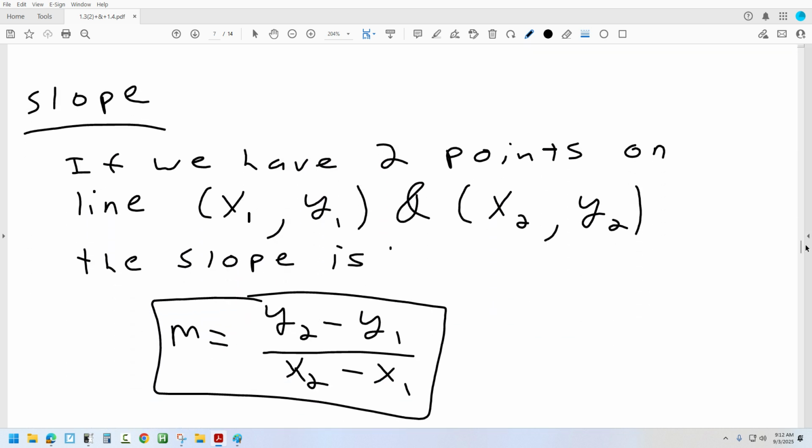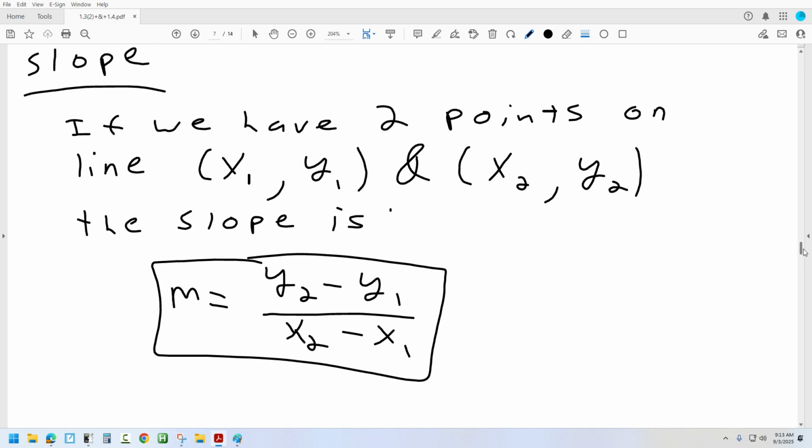So that's the formula that we're going to need to use in this problem to find the slope. So you need two coordinates. Once you know your two coordinates, the slope is change in y over change in x: y2 minus y1 over x2 minus x1. Now we'll talk about horizontal and vertical lines. Those are special cases, but in this problem, we don't have to worry about it because our slope is not a special case.